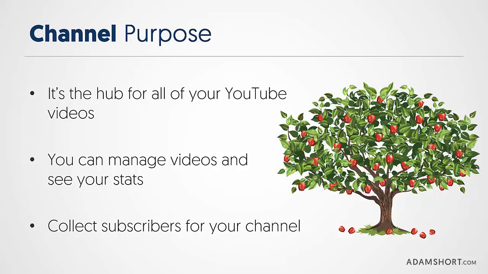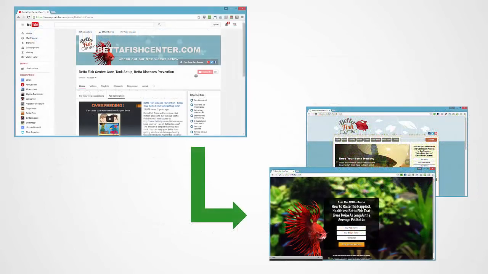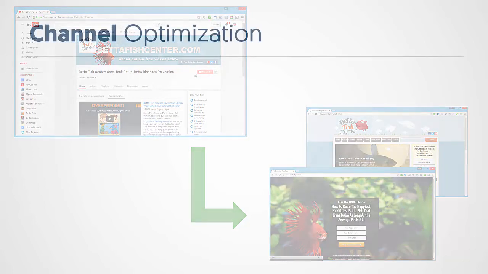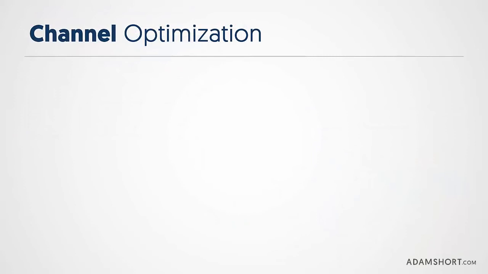Another thing worth mentioning is that a lot of people think that the traffic that they're going to be getting from YouTube is all going to be coming from their individual videos. But that's not the case. You'll also be getting traffic directly from your YouTube channel itself when you optimize your channel properly. So that's yet another reason to make sure that you not only start a channel, but optimize it. So let's get into channel optimization right now.